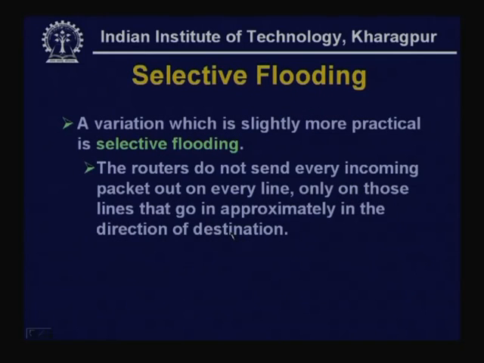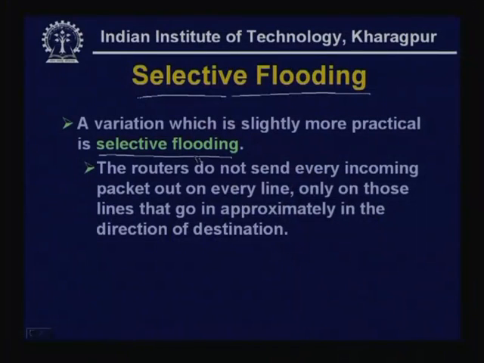Now, another approach, which is some modification of flooding, is known as selective flooding. It is a variation of the flooding technique. What it does is, the routers do not send every incoming packet out on every line, only on those lines that go approximately in the direction of the destination.